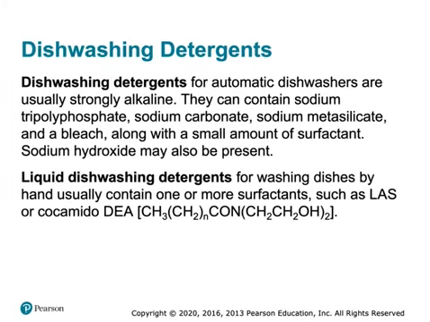Okay, so changing topics, going to dishwashing detergents. Automatic dishwasher, I love my dishwasher. It's so amazing. But they tend to be alkaline. So they have sodium triphosphate, sodium carbonate, sodium metasilicate, and a bleach, and a small amount of surfactants. Maybe sodium hydroxide too. Moving away from the phosphates, though, those tend not to be used in dishwashers anymore. Sodium carbonate is becoming more and more common.